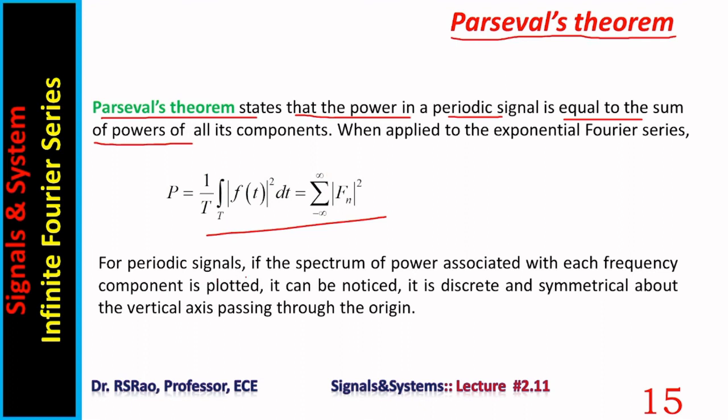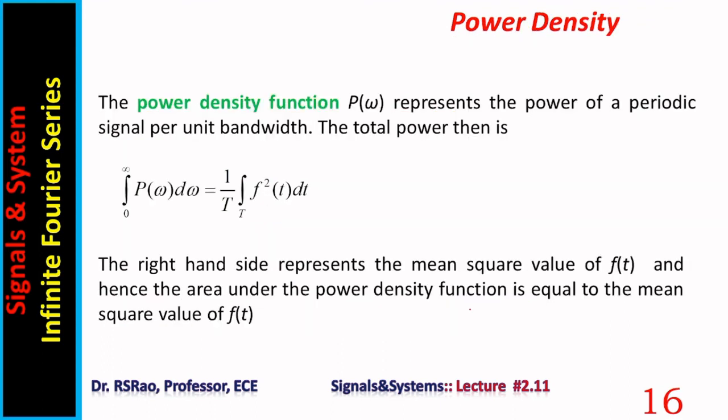For periodic signals, if the spectrum of power associated with each frequency component is plotted, it can be noticed that it is discrete and symmetrical about the vertical axis passing through the origin. Power density, another term. The power density function is indicated by P of omega. Omega stands for angular frequency. Of course, P is a standard symbol for power. This function represents the power of a periodic signal per unit bandwidth.